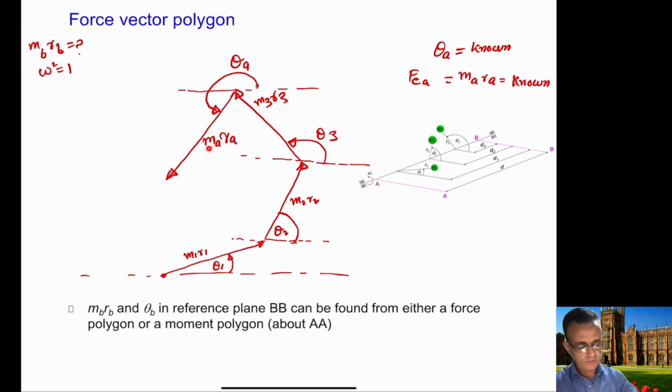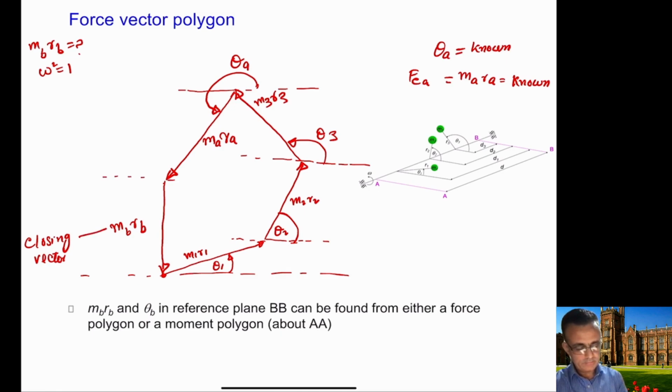So if you know this thing, and you know these four vectors now, obviously our aim here is to make sure that there is no resultant force here. So we will draw the final vector, which will be in this direction here. The final vector in this case will be MBRB, and this MBRB should close this polygon here. So this means that the resultant is 0 here. So this will be the closing vector. This is our closing vector here.